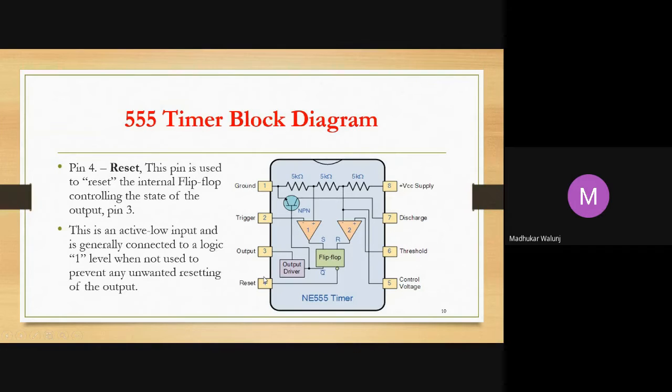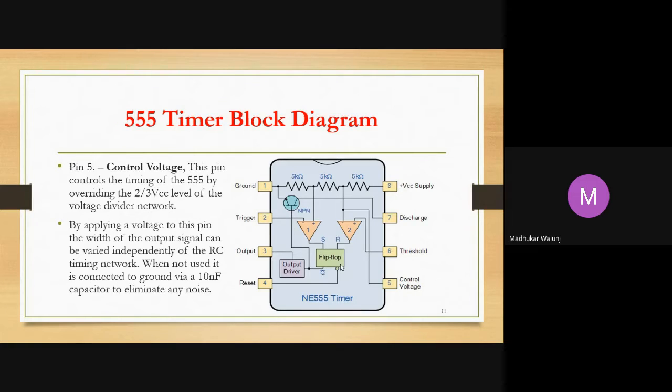This is an active low input, and it is generally connected to logic 1. Logic 1 means plus 5 volt, when not used, to prevent any unwanted resetting of the output. So we are not going to use it basically for resetting purposes. We are going to connect it to VCC, so that after the bubble, it will go inside the flip-flop as a 0. So this is not going to reset the flip-flop.